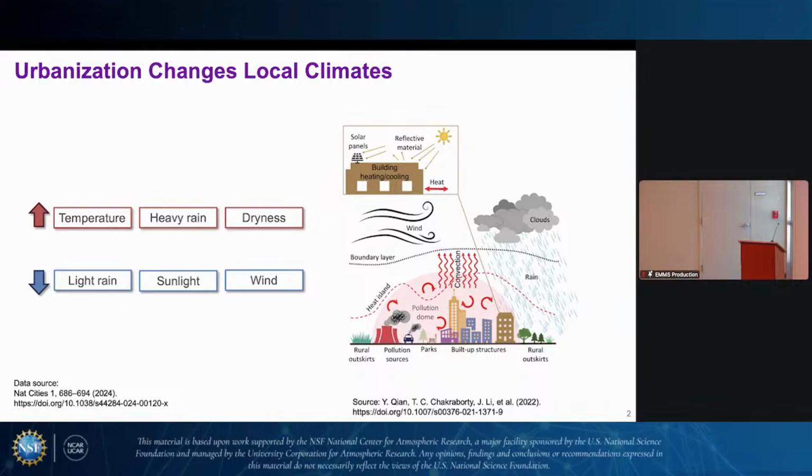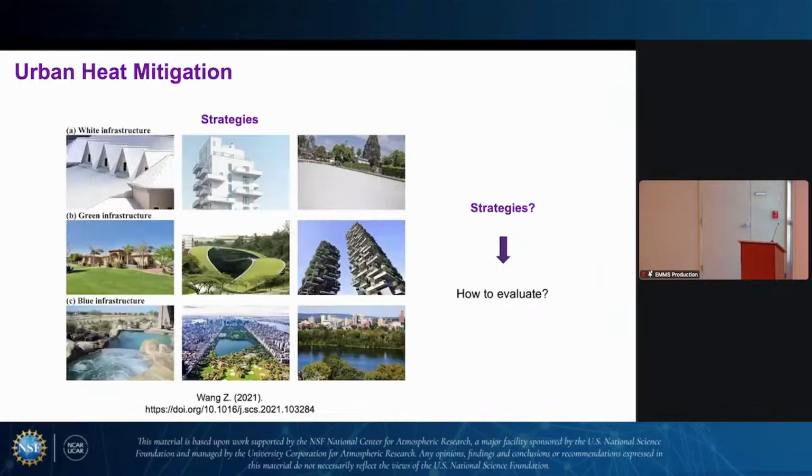With such overheating, we have developed many urban heat mitigation strategies. For example, we have white infrastructures. With white roofs, we can increase the albedo of the roof so that we can reflect more solar radiation from the solar system.